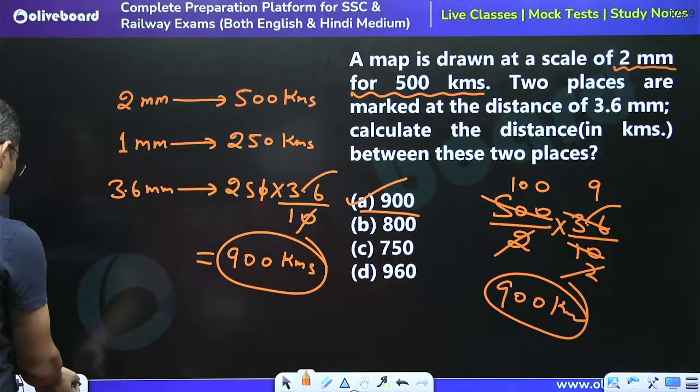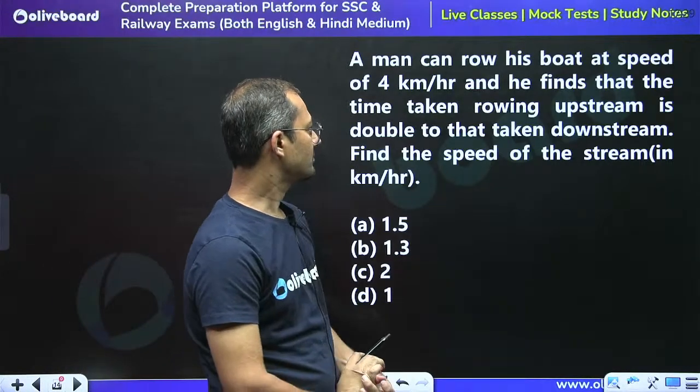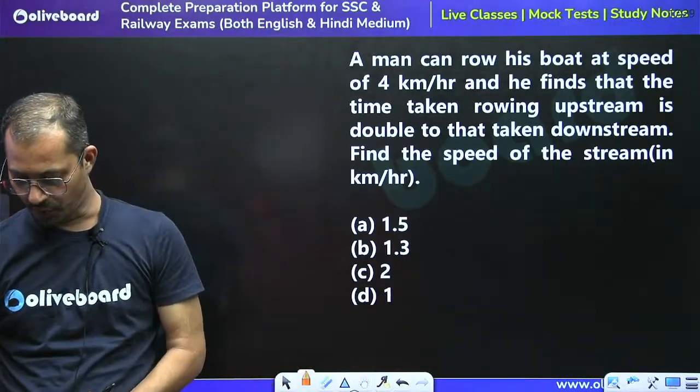So moving to next question. Tell me what is the answer for this question. This question belongs to boat and stream section.